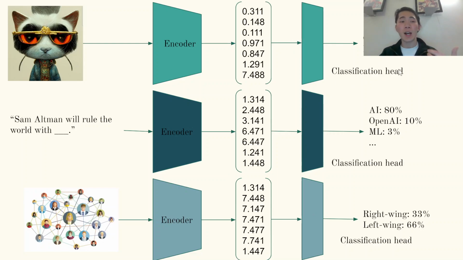So you might predict if the original image is a cat or a dog. You might try and do sentence completion. So if your sentence is like "Sam Altman will rule the world with X," it will try and predict what the next best word is. And in fact, this is largely how a lot of these large language models work. They just try and predict the probability on the right-hand side. Or, you might take a social graph and see, is this social graph consisting of more left-wing or right-wing groups, for example. But there are obviously many different examples that you can take there.